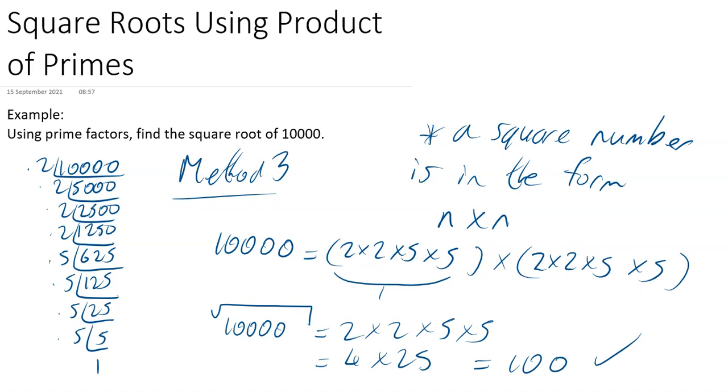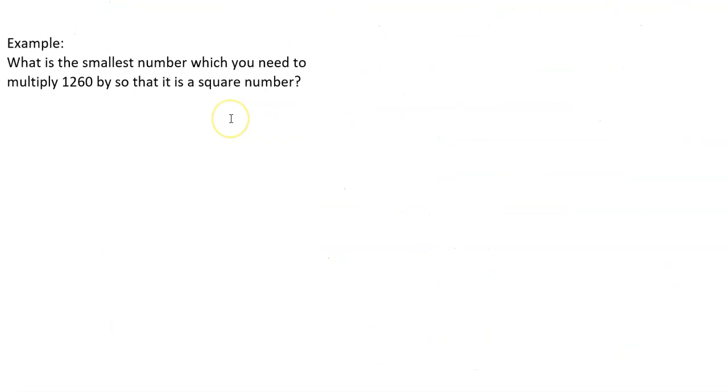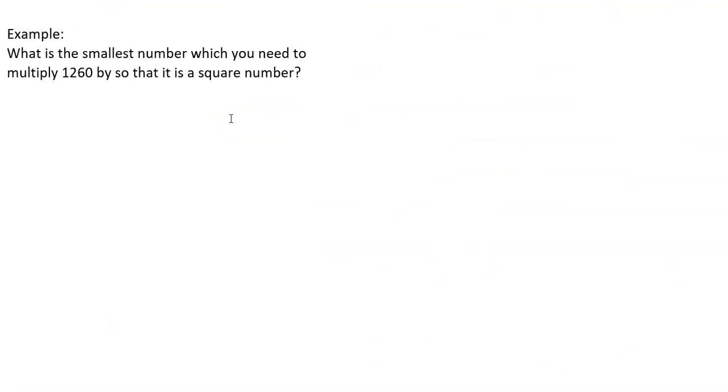Okay, all three of these methods are good. They're all mathematically sound, so they're all fantastic. But the last one is really the one that I would like you to use when you're doing the next type of question. So if we scroll down and have a look at the next type of question, it says, what is the smallest number which you would need to multiply 1,260 by so that it is a square number? So basically, 1,260 is not a square number. So we're going to try and do this using our ladder method as best as we can, but it won't quite work, and then we'll have to figure out what's missing.